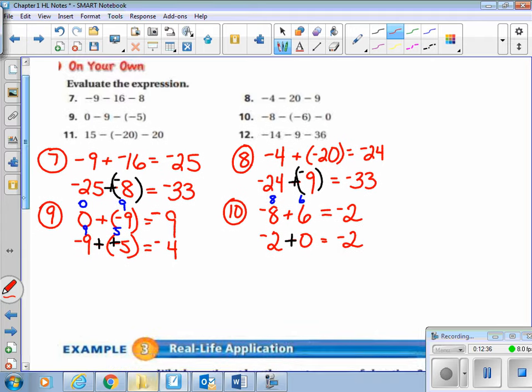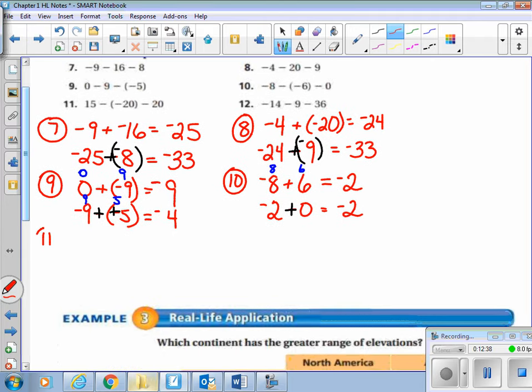Number 11. Keep change opposite. 15 minus negative 20 would become 15 plus the opposite of negative 20, which is 20. My signs are the same. They're both positives. That gives me a positive 35.